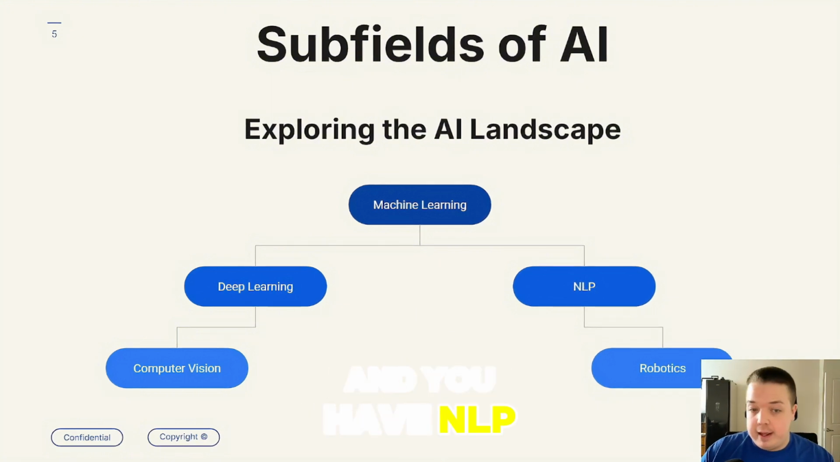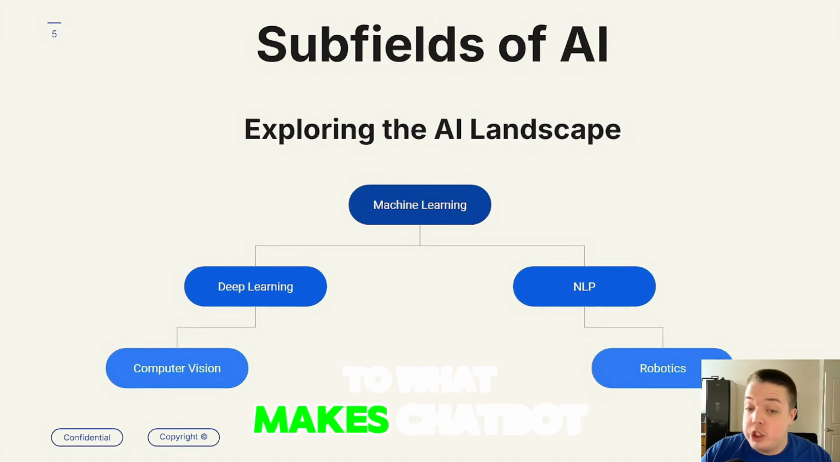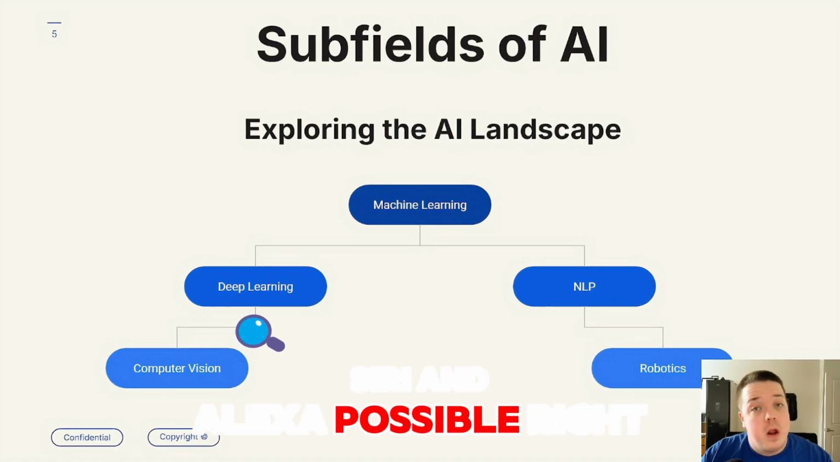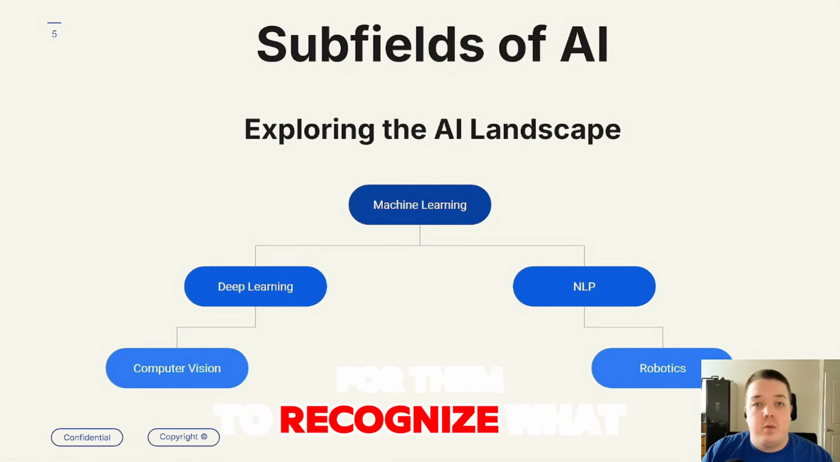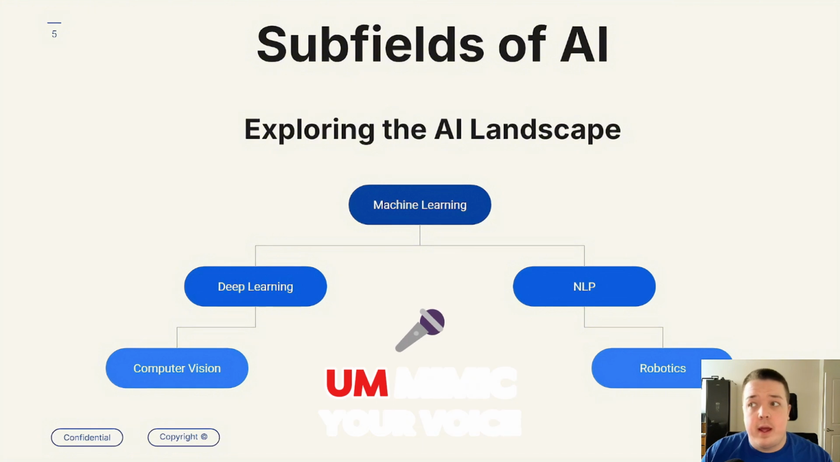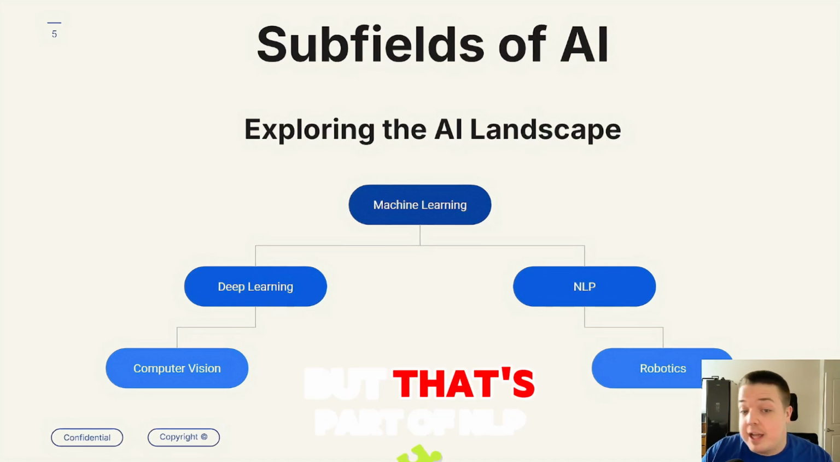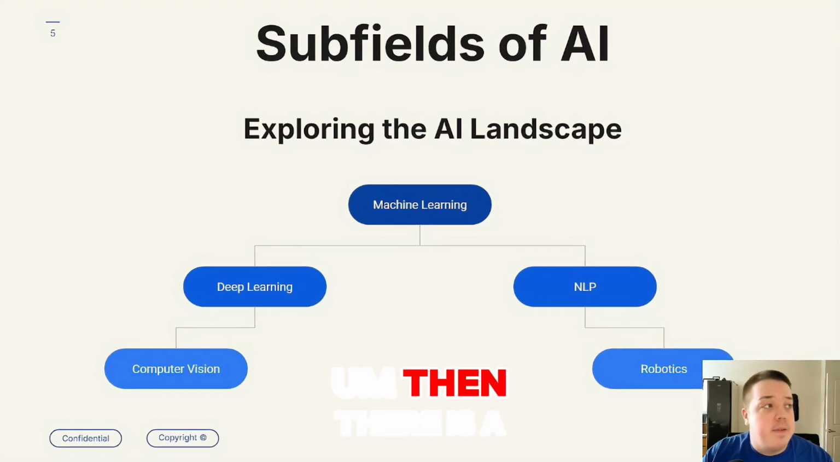And you have NLP, which is natural language processing. Right? It's AI that understands and processes human language. It's what makes chatbots, Siri, and Alexa possible, right? So it's the ability for them to recognize what you're saying, how you're saying it, recognize your voice, mimic your voice. I don't know if you've ever seen those kind of AI parody videos of people talking and those kind of bots, but that's part of NLP. Then there is computer vision, as you see there, right?